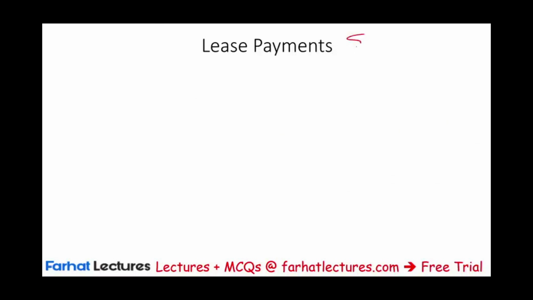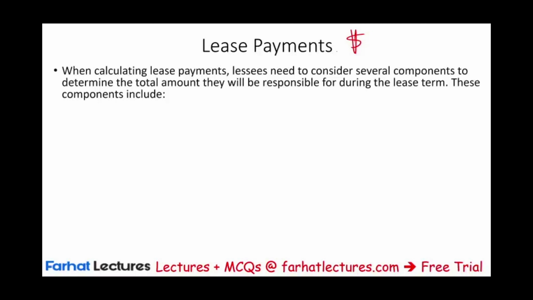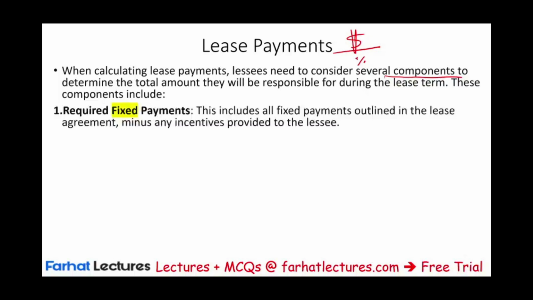Let's take a look at lease payments. Now, there are many sorts of lease payments. When calculating the lease payment, those are the payments that we discount based on a percentage. When calculating lease payments, the lessee needs to consider several components to determine the total amount they will be responsible for during the lease. And what would those include? Well, they would include a required fixed payment. This includes all fixed payments outlined in the lease agreement minus any incentive provided to the lessee.